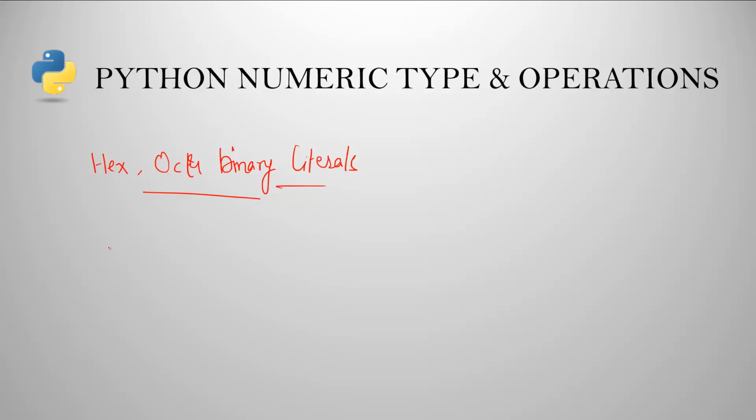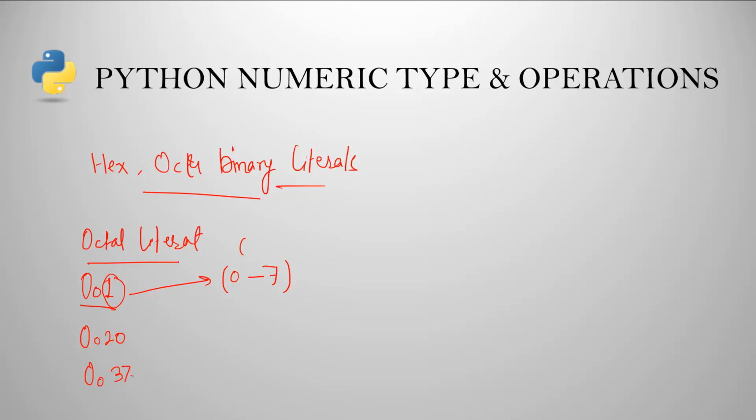So here are the octal literals. We can define octal as 0 followed by o and the value. This value can range from 0 to 7. So similarly we can define 0o1, 0o20, 0o377.